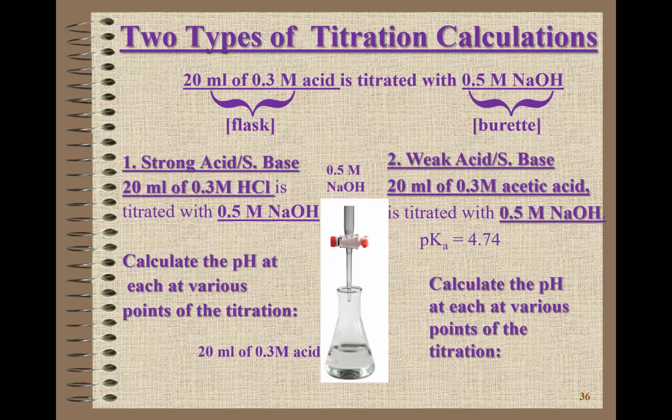Notice, by the way, we're always going to have this number of moles of acid. Why? Because 20 milliliters divided by 1,000 is 0.02 liters. We converted milliliters to liters times, what's the concentration? 0.3 moles per liter. Liters cancel. 0.02 times 0.3, we get 0.006 moles of acid in every case. But in the first case, it's a strong acid. In the second case, it's going to be a weak acid.